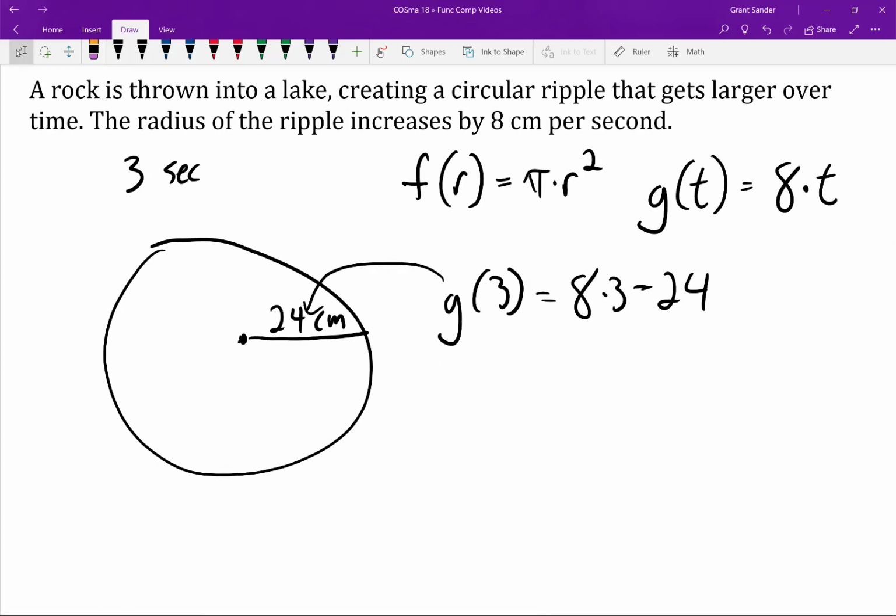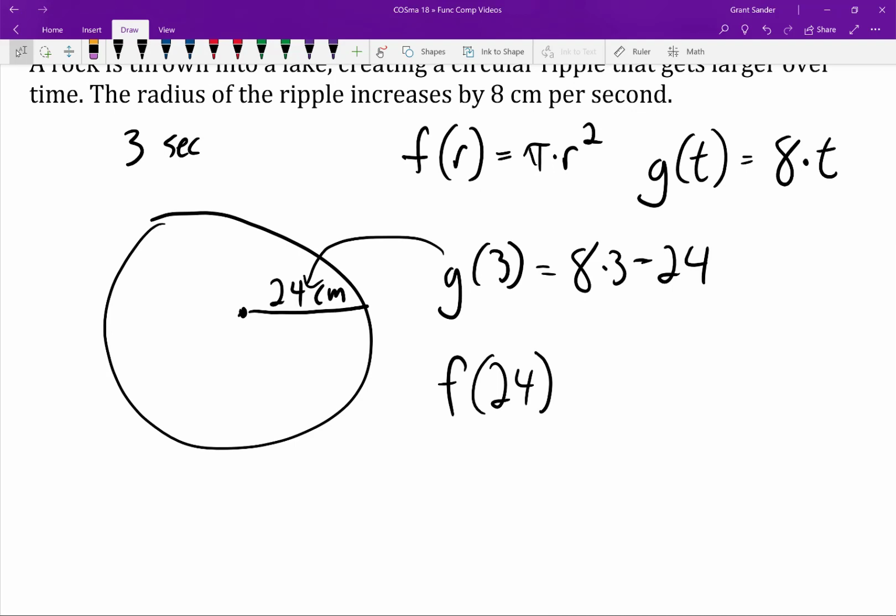Now, the function f will take a radius of the circular ripple as its input and then output the area of the circular ripple. So if the radius of that circular ripple is 24 centimeters, then f of 24 will represent the area of the circular ripple. And f of 24 is equal to pi times 24 squared, and that's equal to about 1809.56.